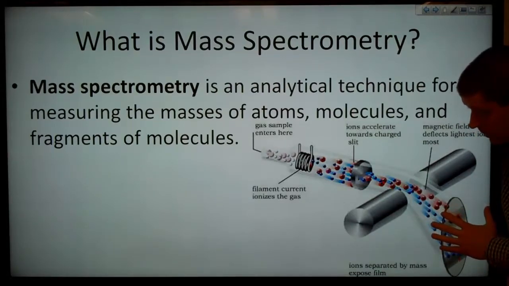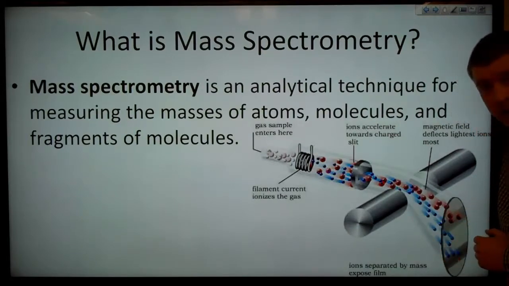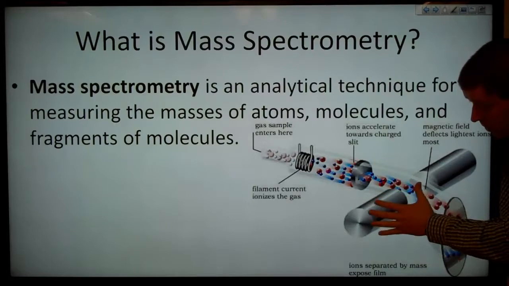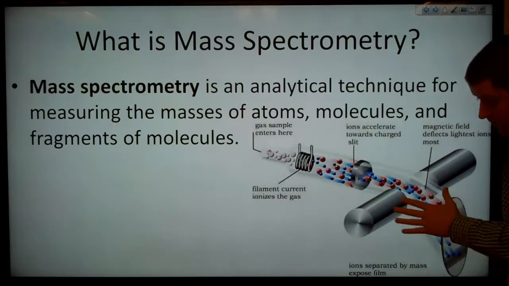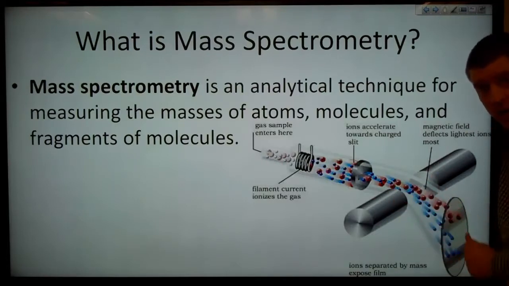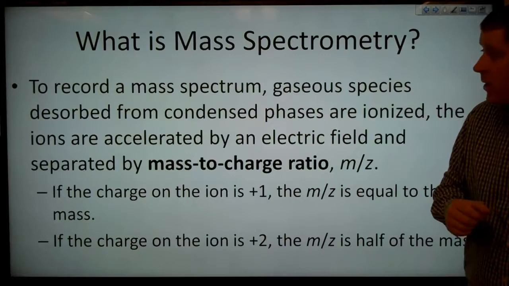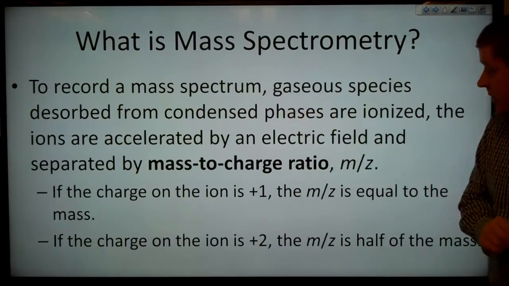Now typically what we do is we scan through. We don't have a detector that's detecting all masses at the same time. We scan through and we are able to change the magnetic field here, so we have just a single mass that's striking our detector. So to record a mass spectrum, gaseous species that are desorbed from condensed phases are ionized.